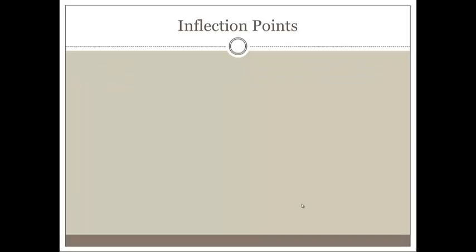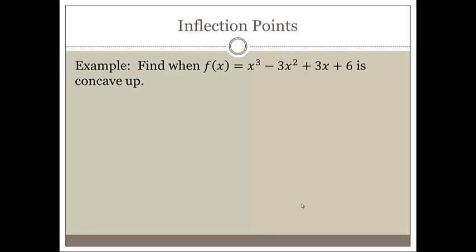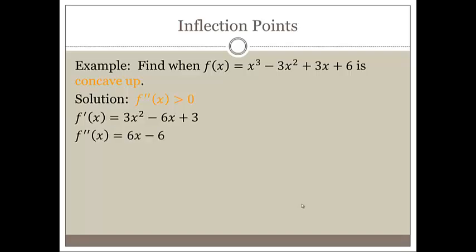Let's use what we just found to look at an example. Let's find when the function f of x equals x cubed minus 3x squared plus 3x plus 6 is concave up. To figure out when a function is concave up, what we need to do is find when the second derivative is positive. So let's start by finding the second derivative. To do this, we'll compute that the first derivative, f prime of x, is 3x squared minus 6x plus 3, and the second derivative, f double prime of x, is 6x minus 6.